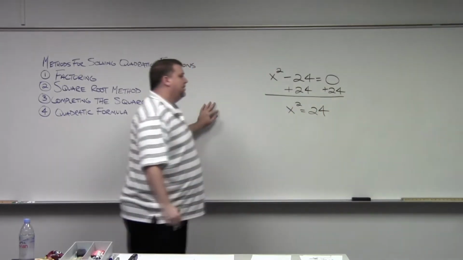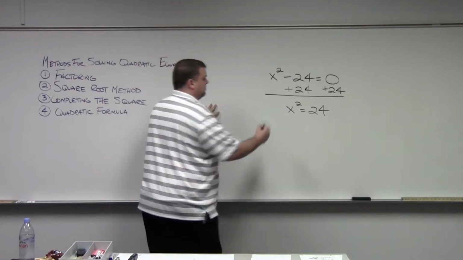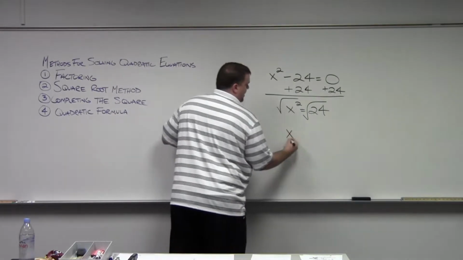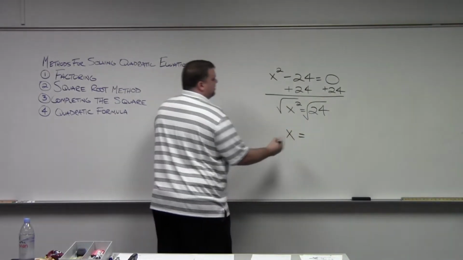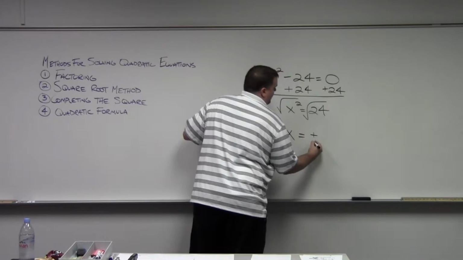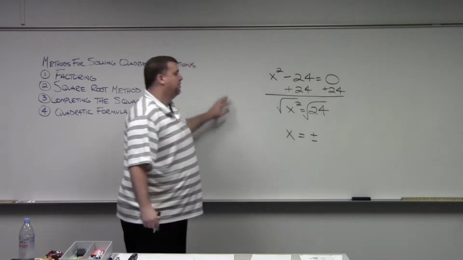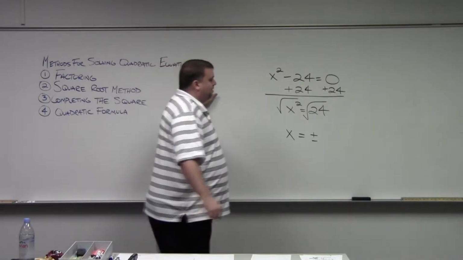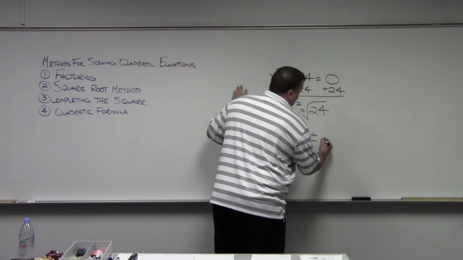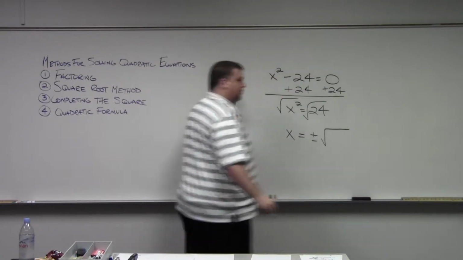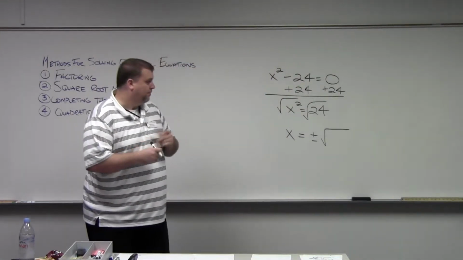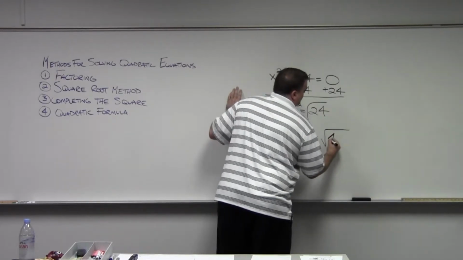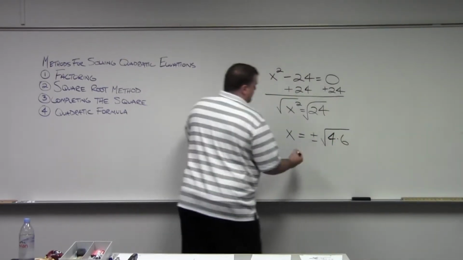From there, what I would do is take the square root of both sides. So x, the square root of x squared is just x. We have to remember that I could get two possibilities, a positive or a negative answer. And the square root of 24 can be simplified. What can I break up the square root of 24 into to make it a simpler radical? 4 and 6. 4 is the highest perfect square that goes into 24.